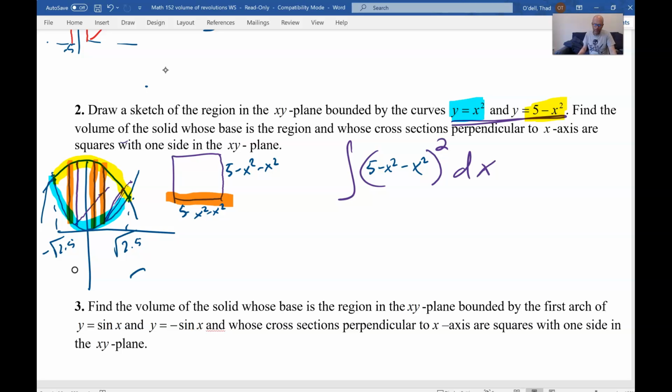Okay, now we just got to find the limits of integration. Well, remember, that's why we set those two equal at the beginning, because since this is in terms of x, we need to know where our first x that we start with and where our last x that we finish with. So we're going to integrate from left to right, of course, and so the first x is negative square root of 2.5, and the last x is the positive square root of 2.5. And if we integrate that, we will find the volume of this 3D shape that's made by drawing squares out of the surface. Okay?